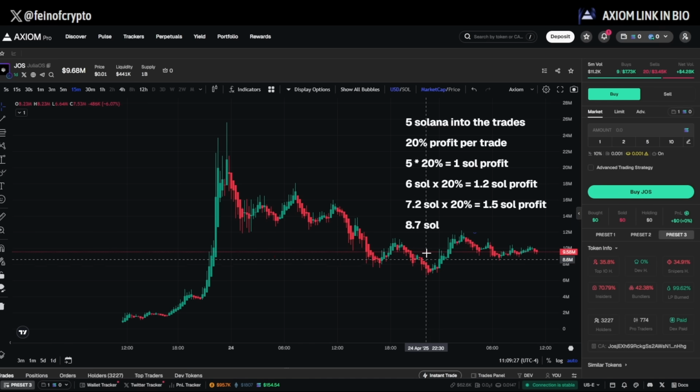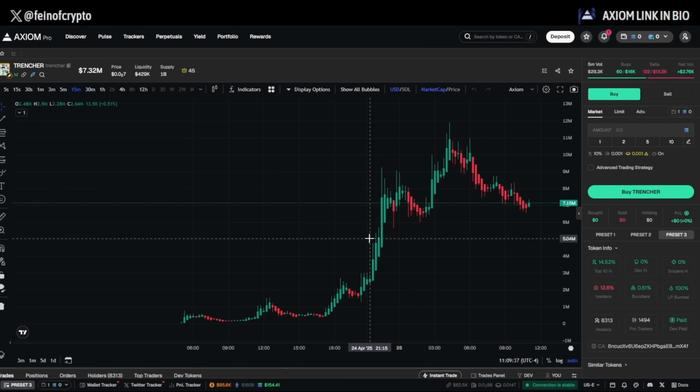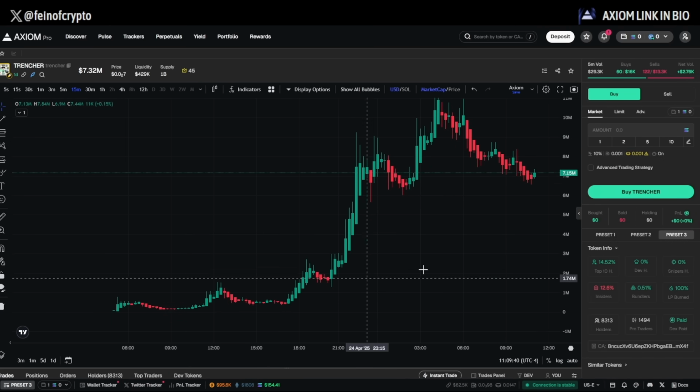You could have done 3 trades on this coin in 1 day. You could have made 3.7 Sol in 1 day just off this one JOS coin, right? There's more coins. Let's look at another coin. Let's do Trencher, right? This was a really big coin coming out yesterday and into today, right?